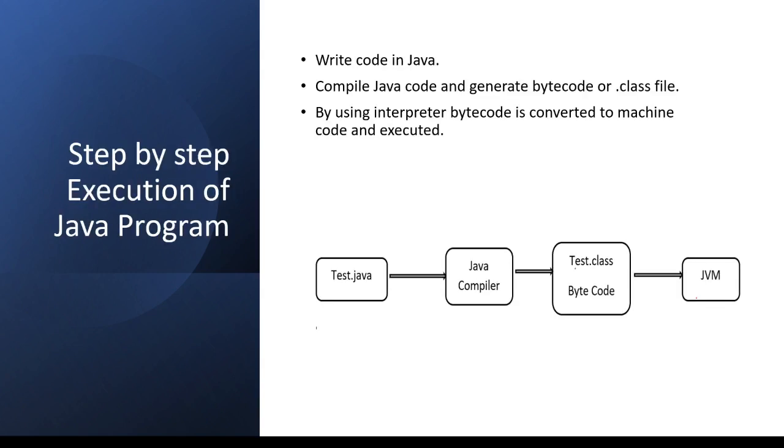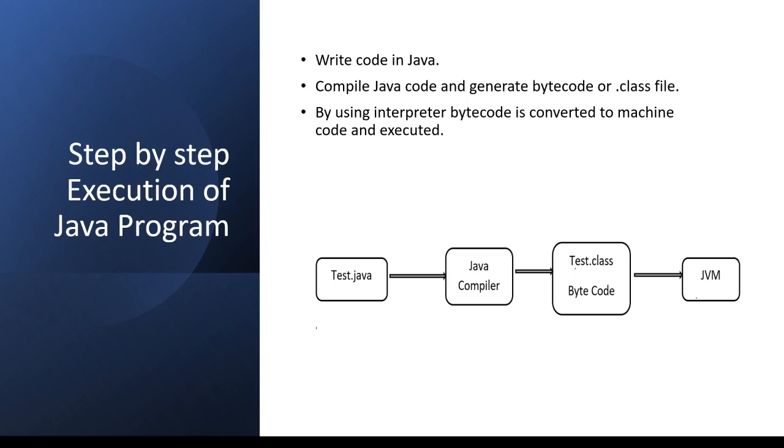So if you see here in the picture, test.java is a Java file. This Java file is the input for the Java compiler, and this Java compiler will generate test.class bytecode as the output, and this bytecode is passed to the JVM. The JVM has an interpreter internally, and using that interpreter, it will take the bytecode, convert it to machine code and execute it in the system. So this is how, at a high level, Java is executed.